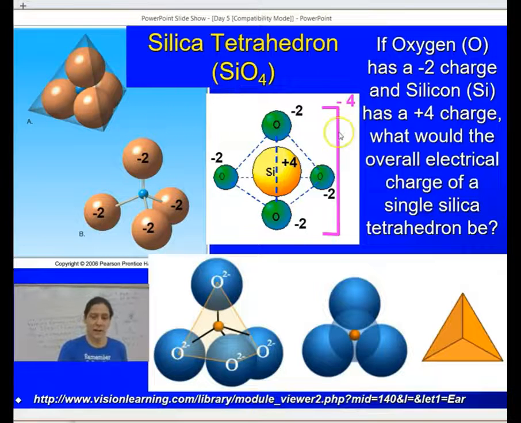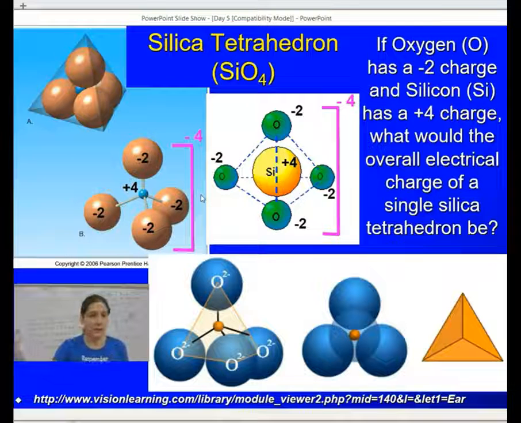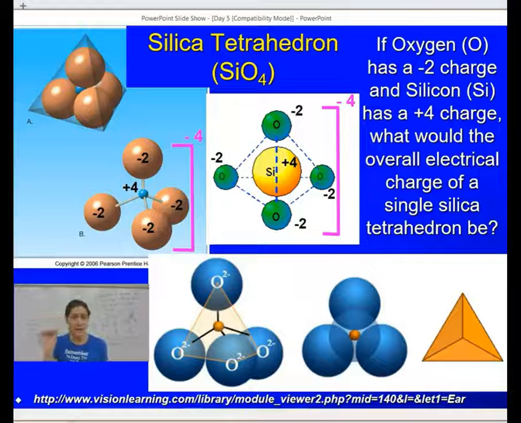Again, each one of those balls with our oxygen, they're -2. The silicon in the middle has a +4. Again, that +4, maybe those -2s cancel each other out. You have a -4 left over. Label one of the pictures if you want to, if you happen to have a printout from the homework sheet and you like labeling the pictures and you can't figure out how to draw it yourself.